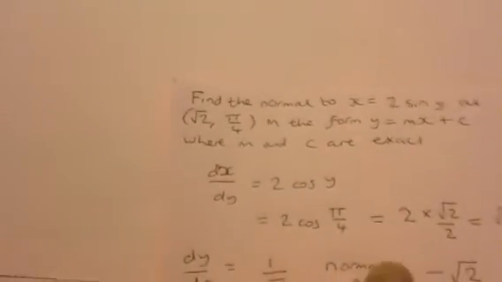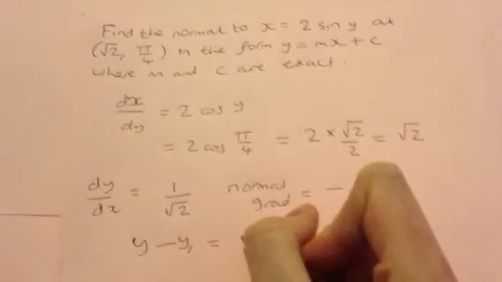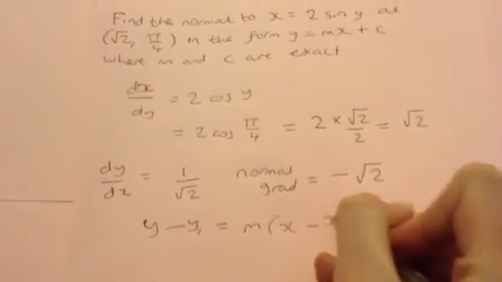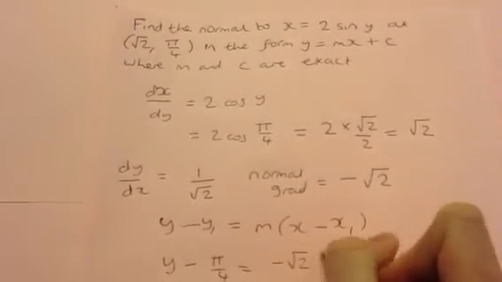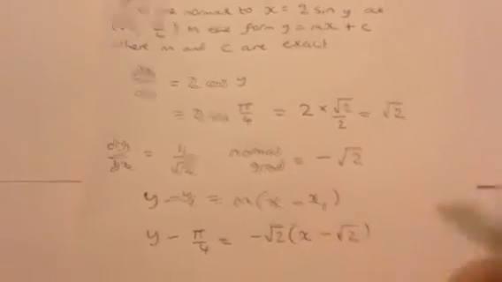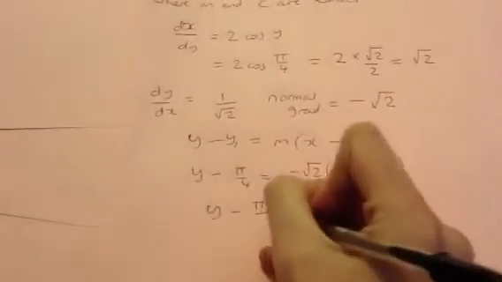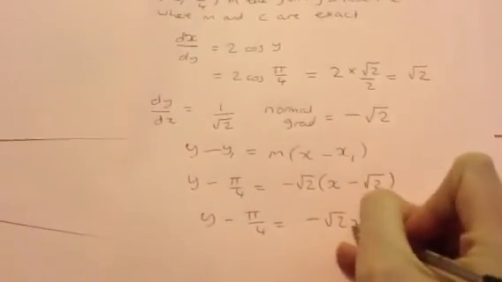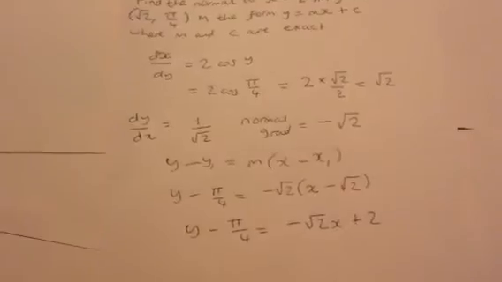So we now use (root 2, pi over 4). So we do y minus y1 is m(x minus x1). And that gets me y minus pi over 4 is minus root 2 (x minus root 2). So y minus the y coordinate is m, x minus x coordinate, and I get this. So you get y minus pi over 4, dodgy looking, equals minus root 2x, but plus 2 there. So minus root 2 times minus root 2 is 2. So we get y minus pi over 4 is minus root 2x plus 2.